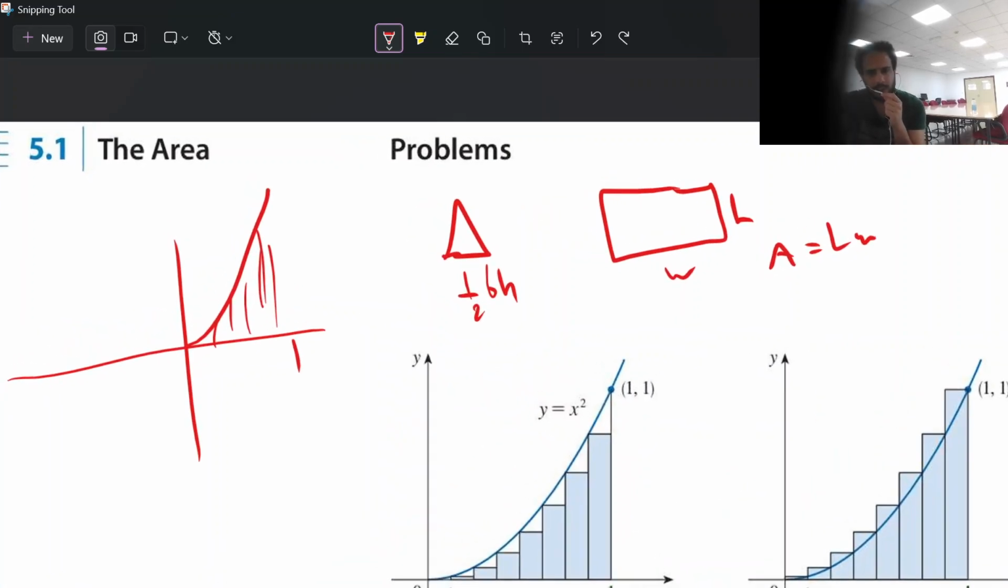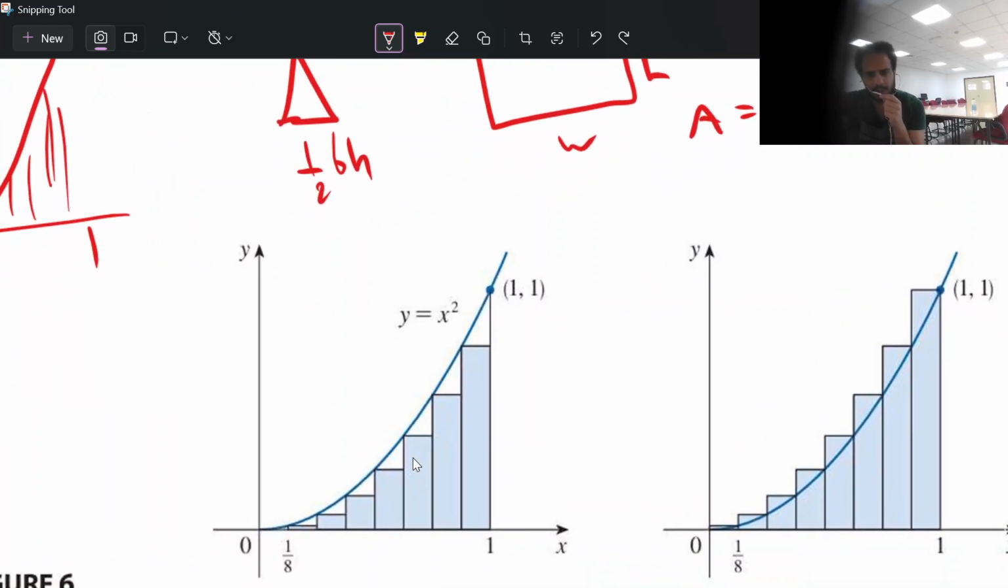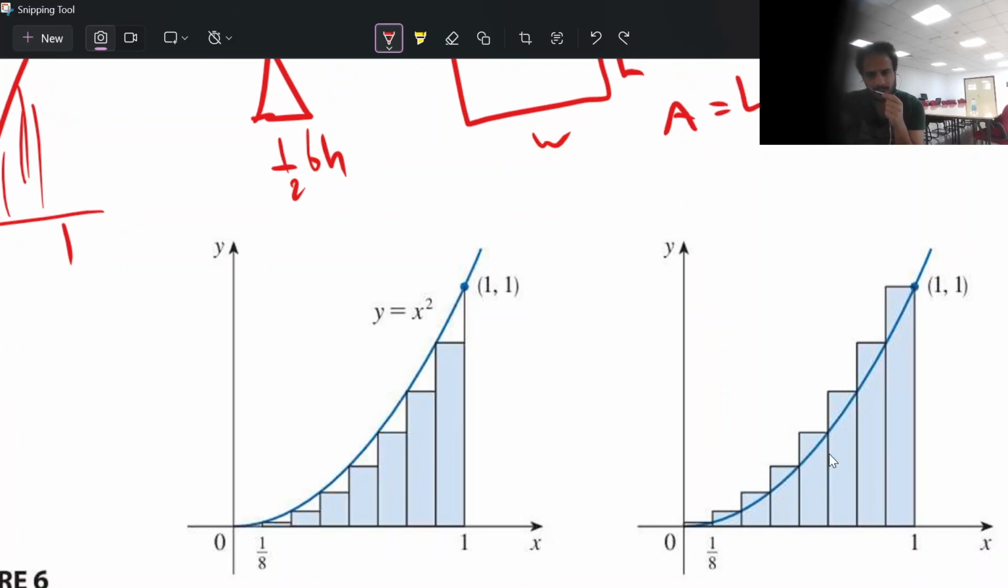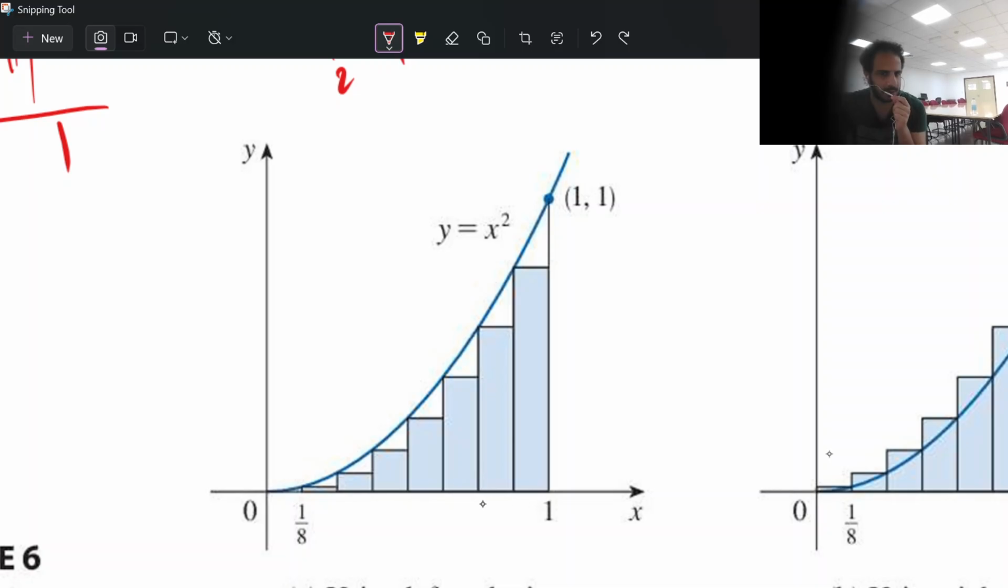But here, there are two ways to do it. Not only two ways, many ways. But I mean, left points and right points. They are famous ways. See here. First, we divide the interval between 0 and 1 into sub-intervals, 8 sub-intervals. See, we have 1, 2, 3, 4, 5, 6, 7, 8, right?